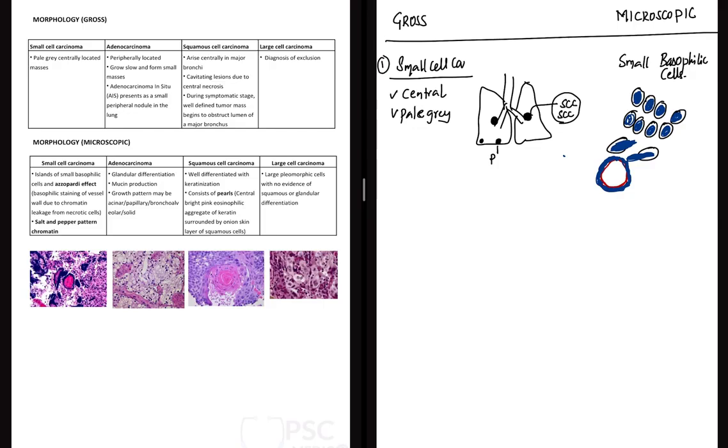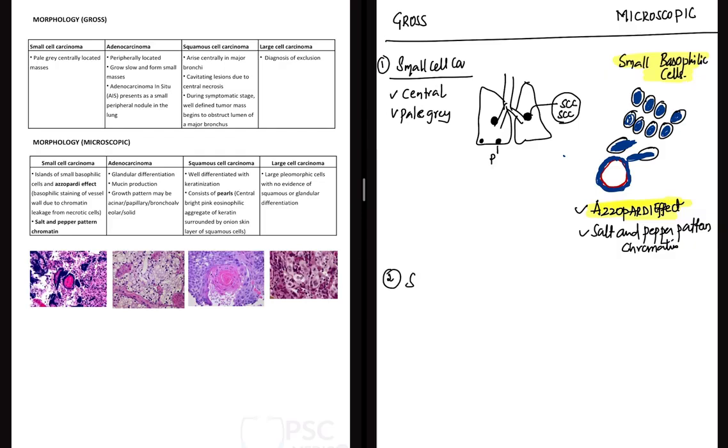This effect I am talking about is important, and the keyword that should be there in your answer is the Azzopardi effect, characteristic of our very own small cell carcinoma. Hope you got the point. So this is what you need to write. Apart from that, this chromatin gives an appearance of a salt and pepper pattern, which you see in electron microscopy. But the Azzopardi effect and the salt and pepper chromatin pattern are characteristic of small cell carcinoma. Apart from that, you have a third feature, that is small basophilic cells. Small, that's why we call it small.